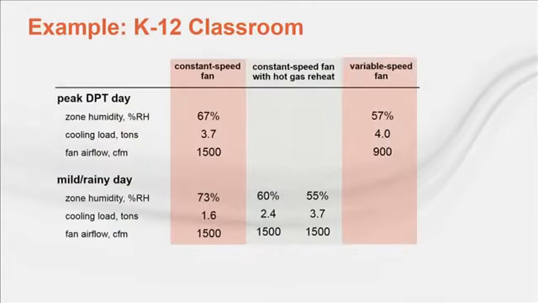For the variable speed fan system, the load on the cooling coil is 4 tons, and the fan moves 900 CFM, compared to 1500 CFM and 3.7 tons with a constant speed fan. We may now be using more compressor energy, but we have vastly improved space humidity, all while benefiting from much lower fan energy. Similar results for the challenging mild rainy day condition. For this example classroom, the variable speed fan results in much better dehumidification, 60% RH compared to 73% with a constant speed fan. So a variable speed fan doesn't require hot gas reheat, correct?